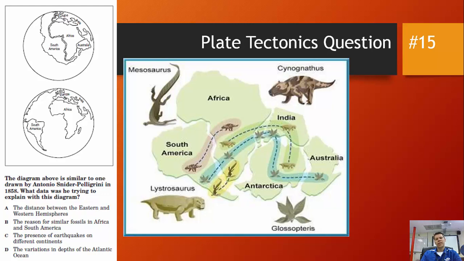Before the theory of plate tectonics, there was the theory of continental drift, that the continents had moved around and were once all together in this supercontinent called Pangaea. The best evidence they had at the time for this was the fact that you could find this plant right here in Australia, Antarctica, India, Africa, and South America, all at the same time in history.